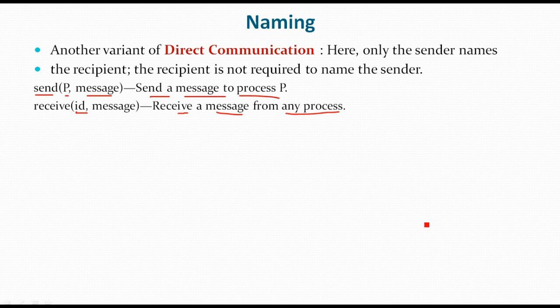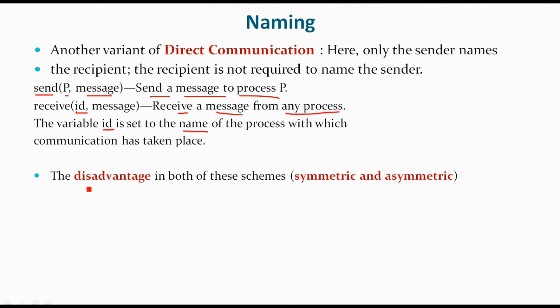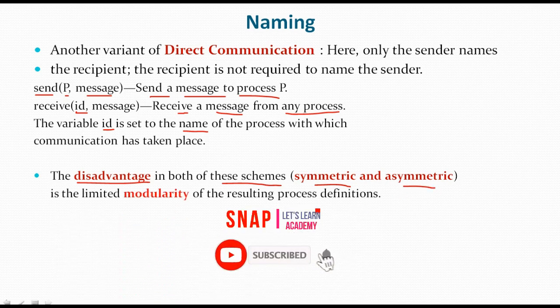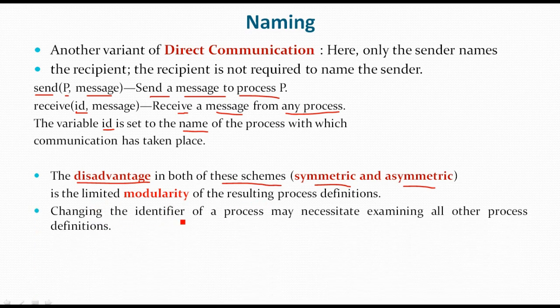Now the variable ID is set to the name of the process with which the communication has taken place. And also there are some disadvantages in both the schemes, symmetric and asymmetric. That is, the limited modularity of the resulting process definition, and also changing the identifier of a process may necessitate examining all other process definitions.